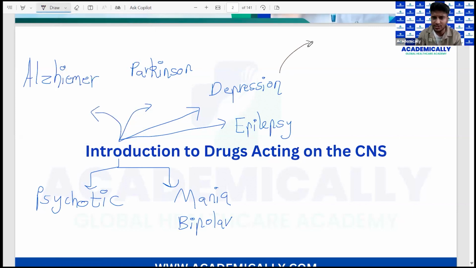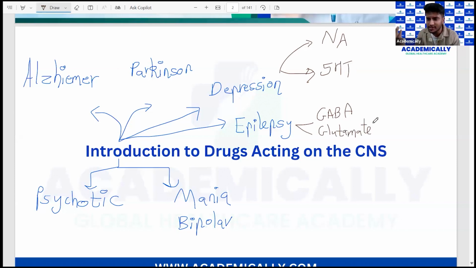So in depression, the two major neurotransmitters are noradrenaline and serotonin. In epilepsy, the major transmitters are GABA and glutamate. So there is more excitation and less GABA. Which drugs do we give? We give a glutamate antagonist, that is an NMDA receptor antagonist, and we give a GABA agonist, right? So that the excitation and depression is managed if the levels of the neurotransmitters are balanced.